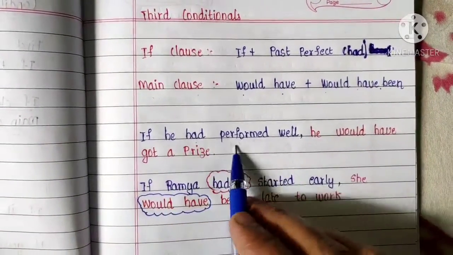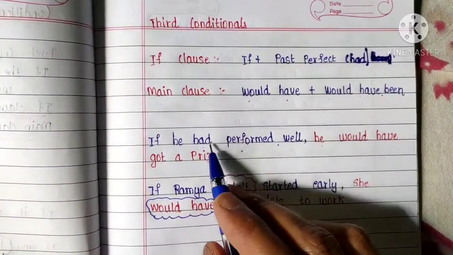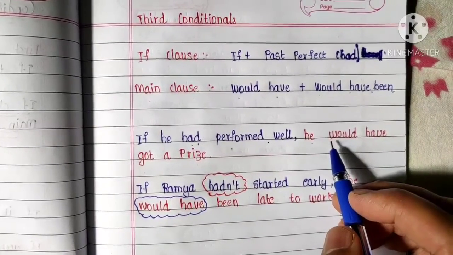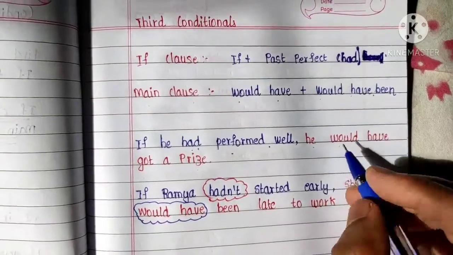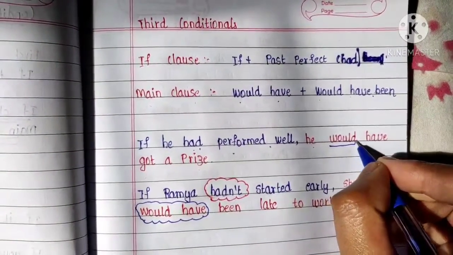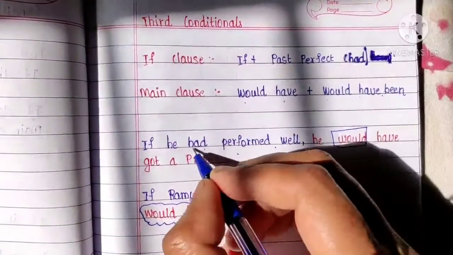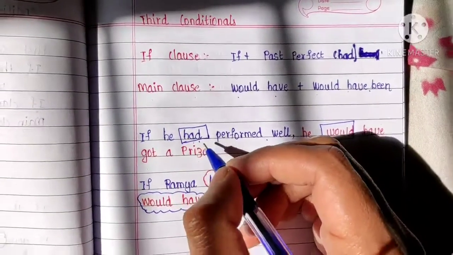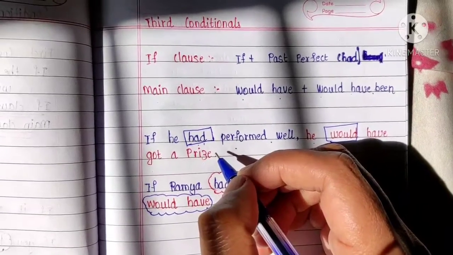If we had performed well, he would have got a prize. So this is the if clause, and this sentence which is written in red ink is the main clause. You can see in the main clause would is there, whereas the if clause has the verb had, which indicates it is in a past perfect tense.